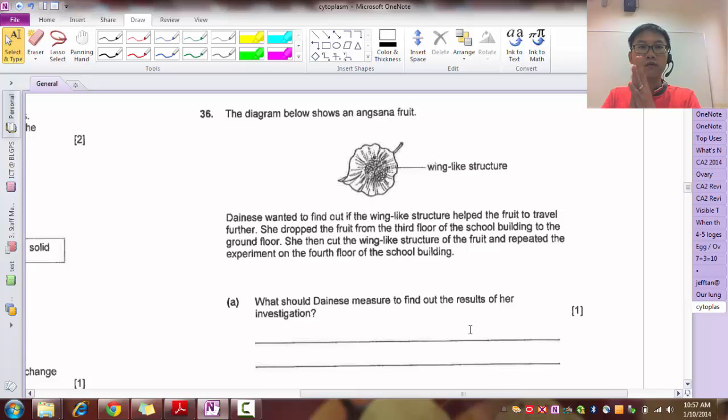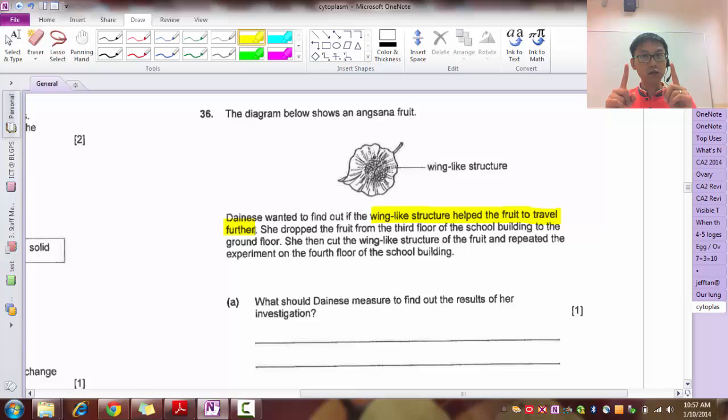Alright, question 36. Now this is a very interesting question, and this is on seed dispersal, because once you see angsana, you roughly know that it's on seed dispersal. Okay, so diagram below shows an angsana fruit. Now if you have not seen an angsana fruit in real life, it looks something like this. Okay, Denise wanted to find out, so let's highlight some keywords. She wanted to find out if the wing-like structure helped the fruit travel further. That's my highlighter. Yeah, travel further.